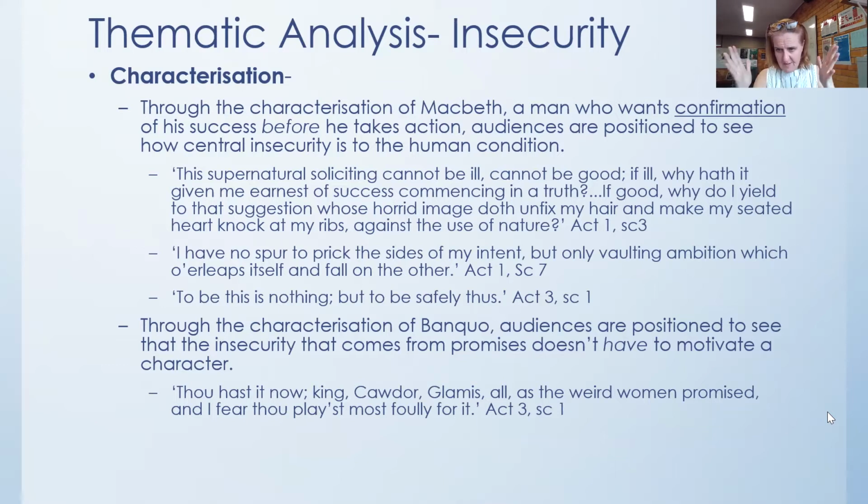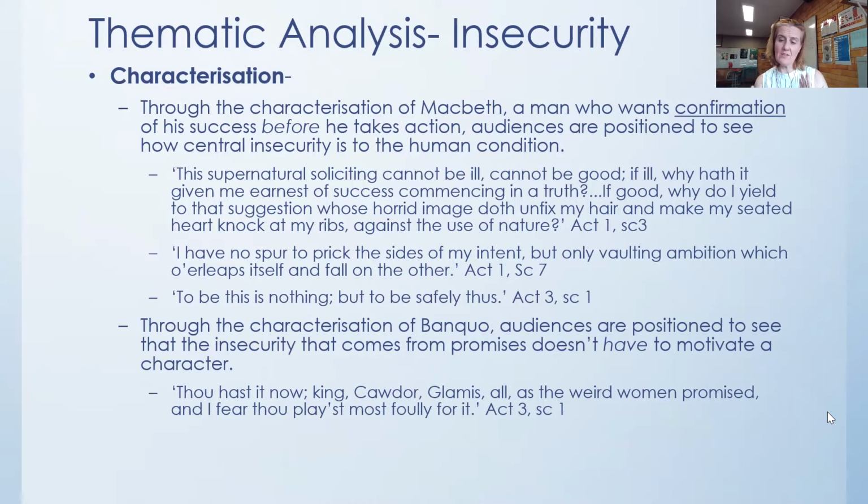So the bit of the quote that is at the heart of supporting the characterization of insecurity is, "I have no spur to prick the side of my intent, but only vaulting ambition." Okay, so don't want to do it, but I would like the success and the recognition that comes with doing it. But for me, what I find really interesting is the use of the word overleaps, because this word appears twice. And what is actually encompassed in the use of this word, and specifically the fact that it's used twice, is the idea that when we overleap something, when we overstep, when we overbalance, we actually go too far.